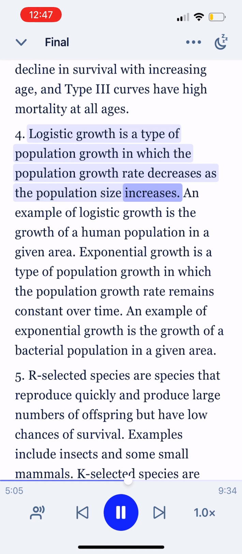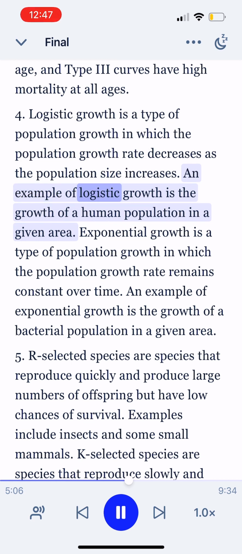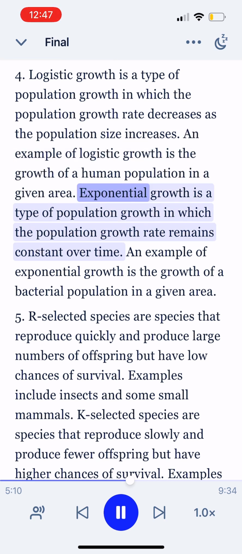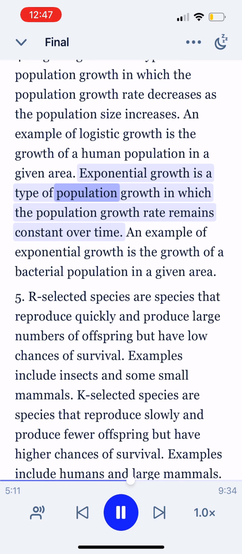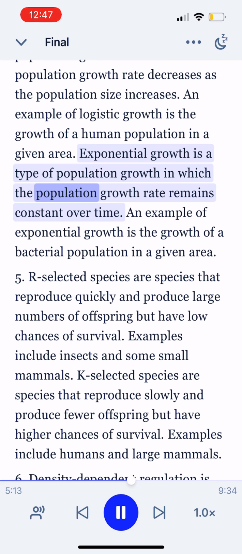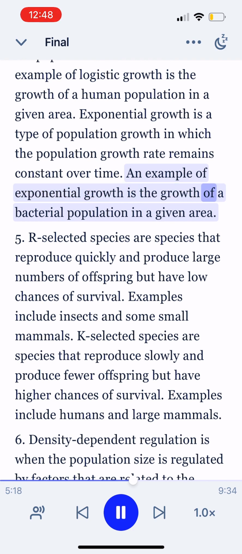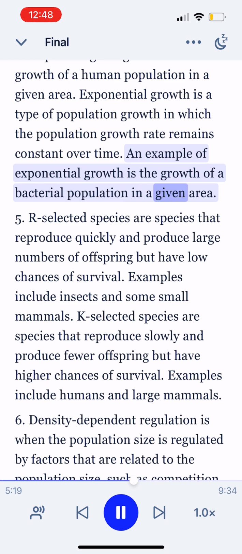4. Logistic growth is a type of population growth in which the population growth rate decreases as the population size increases. An example of logistic growth is the growth of a human population in a given area. Exponential growth is a type of population growth in which the population growth rate remains constant over time. An example of exponential growth is the growth of a bacterial population in a given area.